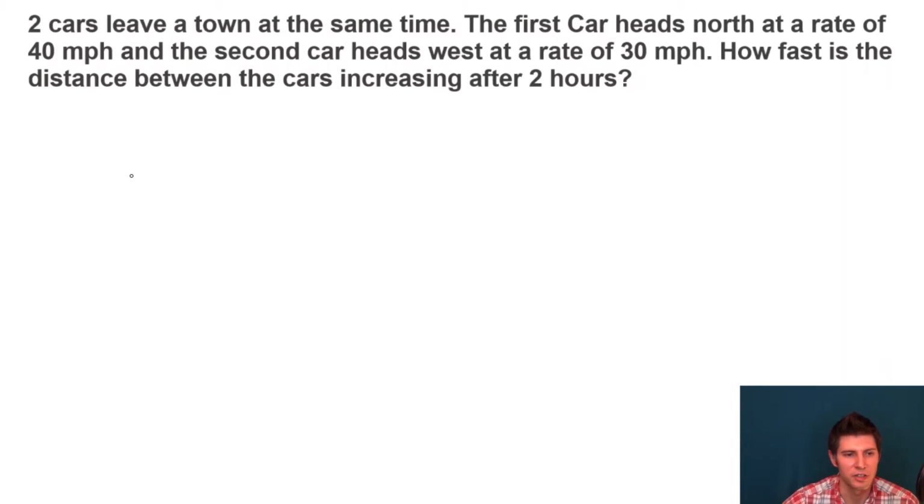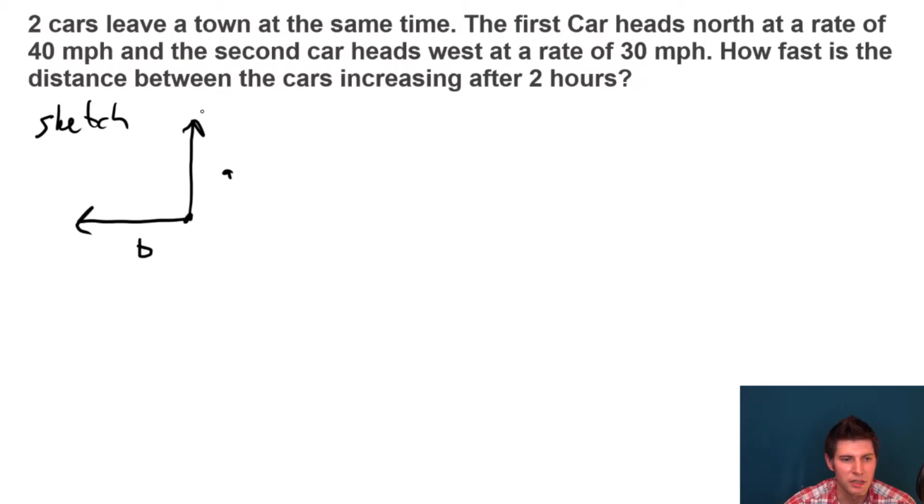So we did one similar to this already. So we'll sketch it first. So here's the starting point. One's going north, call that A. The other's going west, we'll call that B. And then this one will be C. Okay, so we have our given, when, and need.